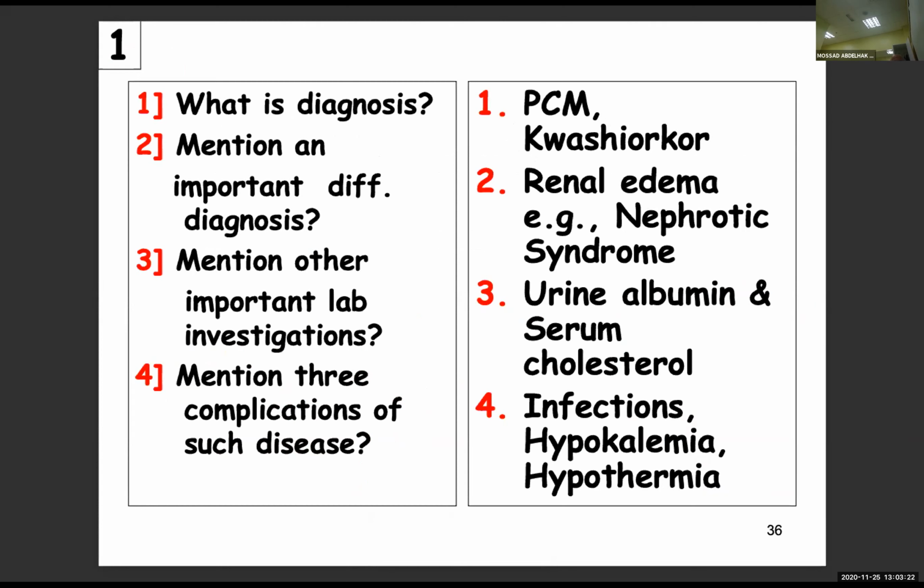What is the important differential diagnosis? It can be renal edema, which is either nephrotic or nephritic. Important lab, I must ask for the albumin and the cholesterol to rule out nephrotic. Three complications: if the patient is undernourished or has severe edema, he can get infection, he can get electrolyte disturbance, and he can get hypothermia.